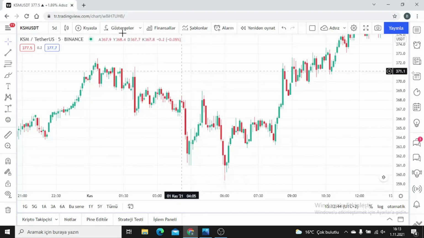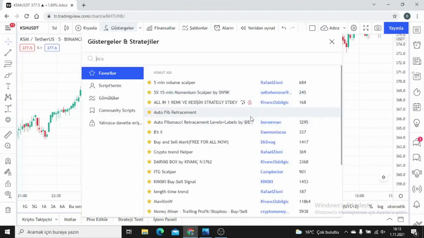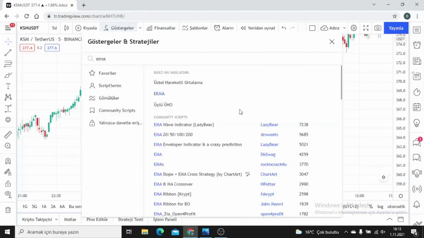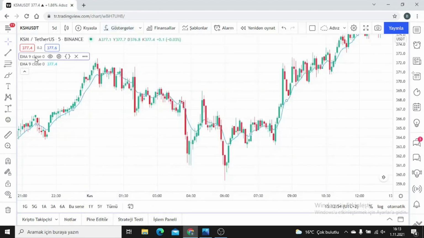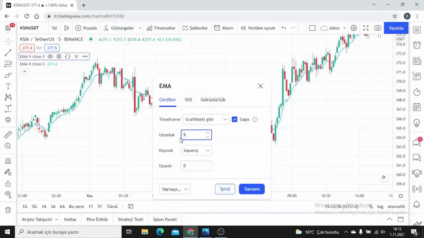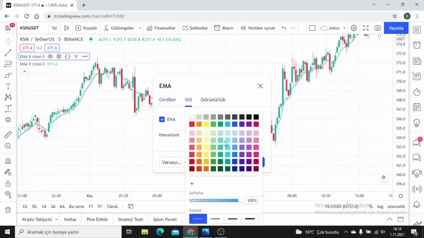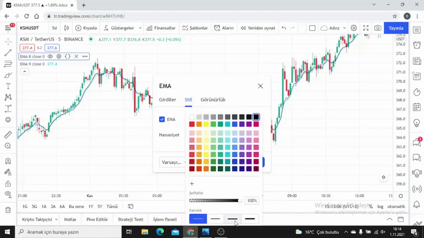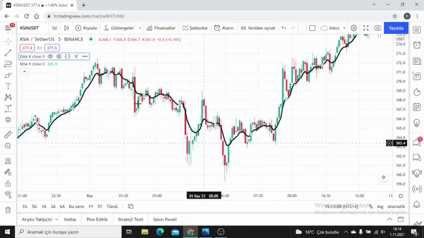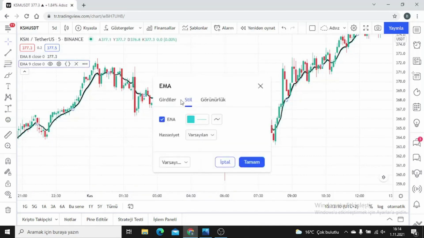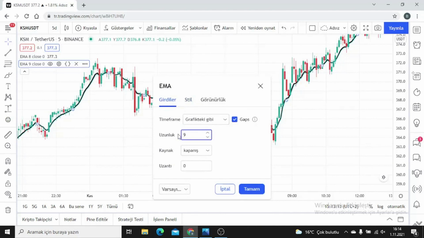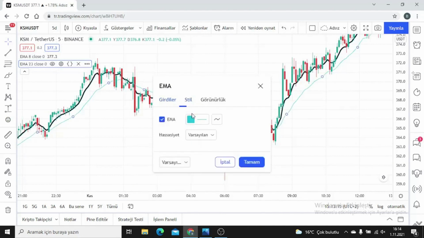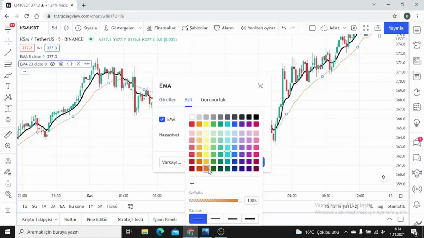Now, friends, a 5-minute period is open before me. First, I add the moving averages. I will add EMA, friends. I'm adding 2 moving averages. I'm making the value of one of these 8, friends. Let's change the color and make the line a little thicker. I make the value of the other EMA 23. That's it. As you can see, friends, an image like this is formed.